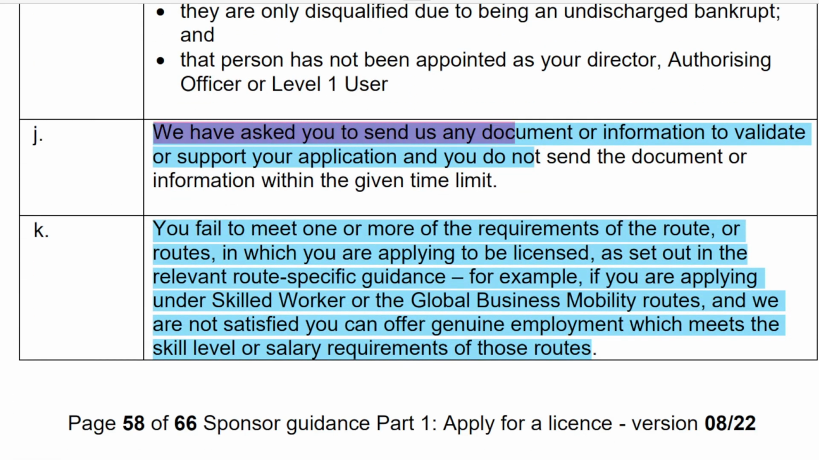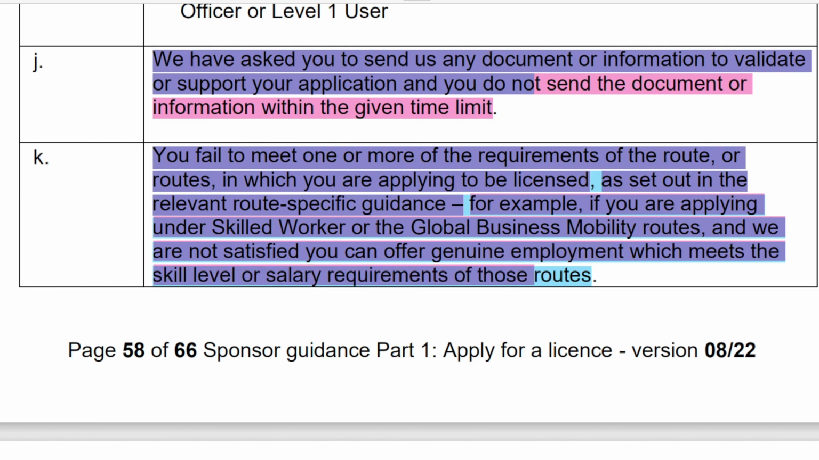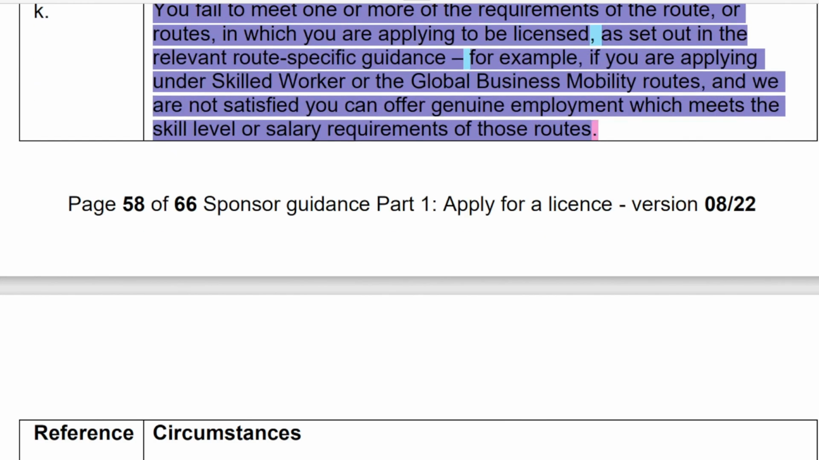We have asked you to send us any documents or information to validate or support your application, and you do not send us the documents and information within the given time limit, which is 5 working days. You fail to meet one or more requirements of the route or routes in which you are applying to be licensed, as set out in the relevant route-specific guidance. For example, if you are applying under the skilled worker or the global mobility routes and we are not satisfied you can offer genuine employment which meets the skill level or salary requirement of these routes. This is a very common reason for rejection. For example, you don't have enough funds to pay the salary, your business is not growing that much, and you have applied for the visa.